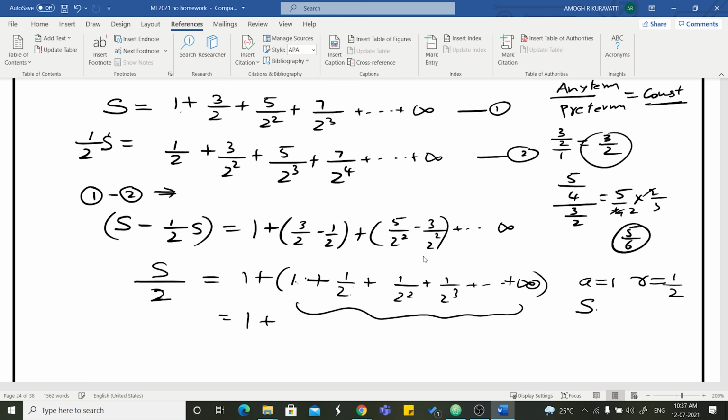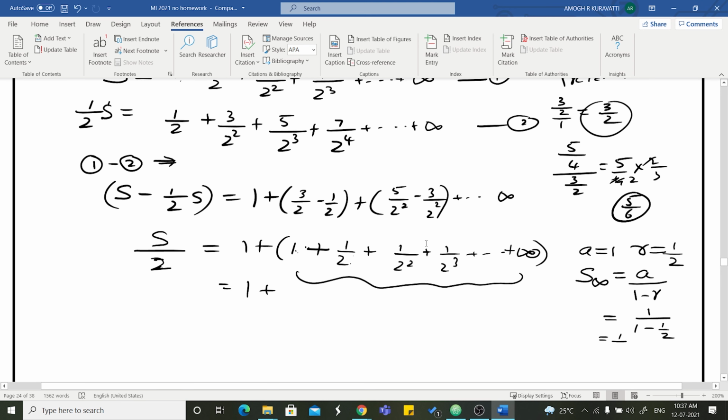Sum to infinity of geometric progression is already covered in first PU. S infinity is equal to A divided by 1 minus R. That is the formula. A value 1, by 1 minus R, R value 1 by 2. So that is 1 by 1 minus 1 by 2. LCM is 2. That is 1 by 2. Correct? 2 minus 1, 1 by 2. So that is equal to 1 by 1 by 2, which is 2. So its value is 2.